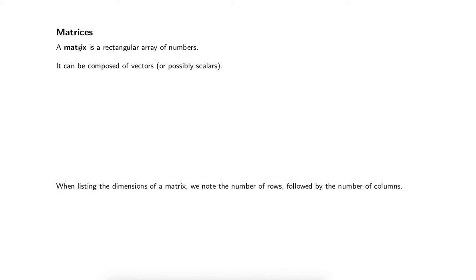And this rectangular array of numbers can be composed of vectors, which is how we're going to view most of our matrices and interpret them, or possibly scalars as well, if they're just, let's say, a single row or column with single number columns. So when listing the dimensions of a matrix, much like we did with the dimensions of a vector, we write the number of rows followed by the number of columns.